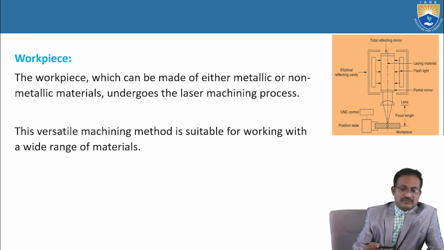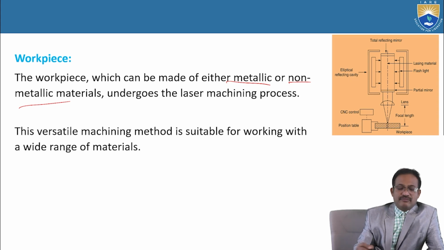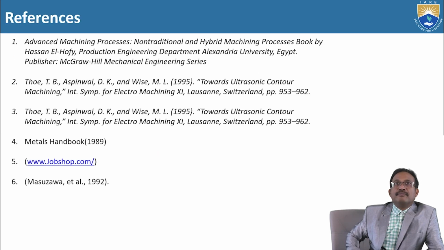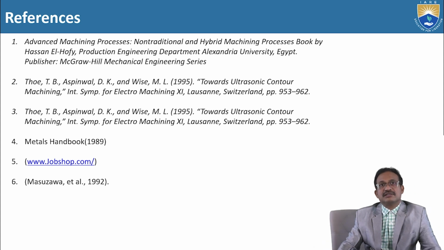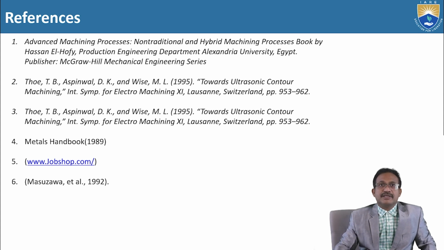Workpiece. The workpiece, which can be made of either metallic or non-metallic materials, undergoes the laser machining process. This versatile machining method is suitable for working with a wide range of materials. So here, metals and non-metals can be machined by using laser beam machining. So these are the parts associated with laser beam machining. With this, I conclude. We'll see the material removal mechanism in the subsequent presentations.